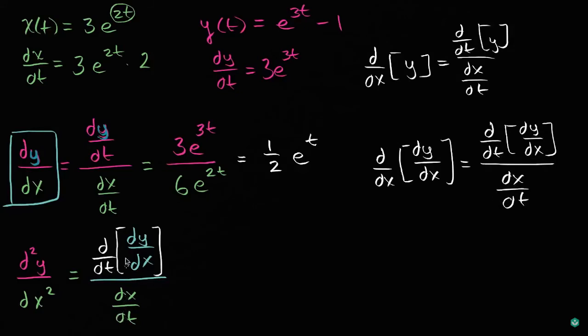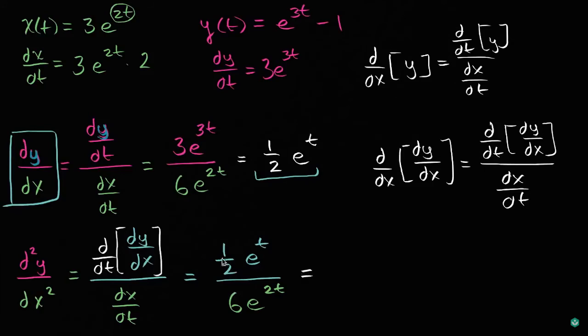Now this might seem really daunting and complicated, except for the fact that these are actually fairly straightforward things to evaluate. Taking the derivative with respect to t of the first derivative, well, that's just taking the derivative with respect to t of this. And this is pretty easy. The derivative is just going to be 1/2, and the derivative with respect to t of e to the t is just e to the t. And so that's going to be over the derivative of x with respect to t, which we already saw is 6e to the 2t.